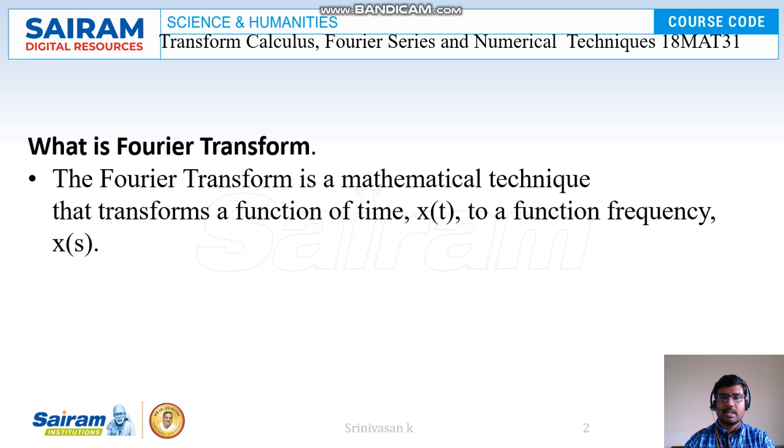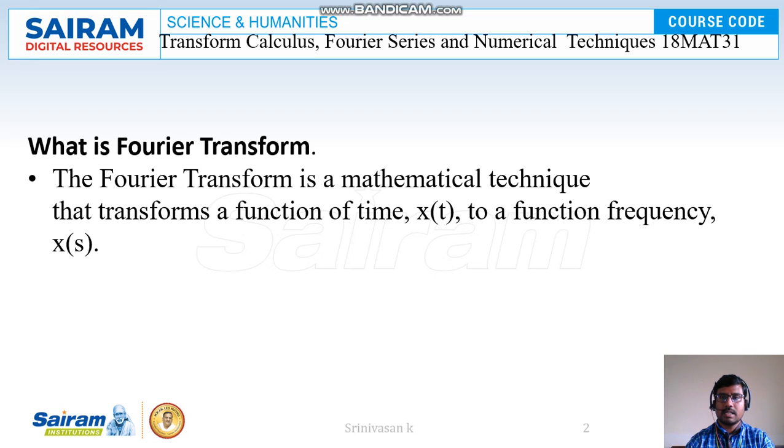A Fourier transform, in the mathematical way, is nothing but transforming time t to the frequency s. So t we can convert to s, time to frequency. That is the meaning of the Fourier transform.